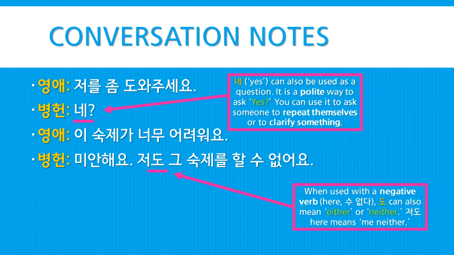Some notes here. 네 can also be used as a question by itself, in which case it's a polite way to ask yes. It's used to ask someone to repeat themselves or to clarify something. Although 저도 means me too or me also, here when used with a negative verb such as 수 없다, 도 can also be translated as either or neither. So in this sentence, you could also think of it as meaning, I can't do that problem either.